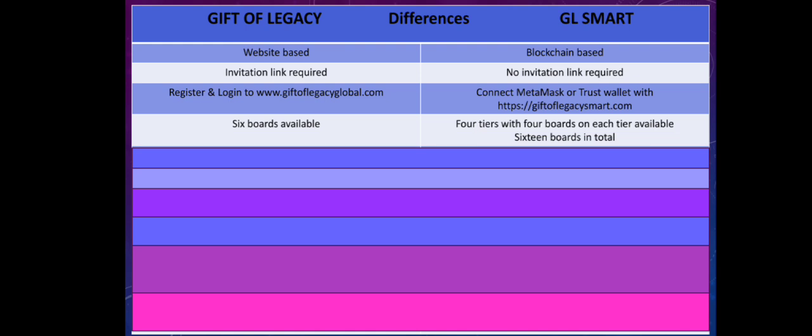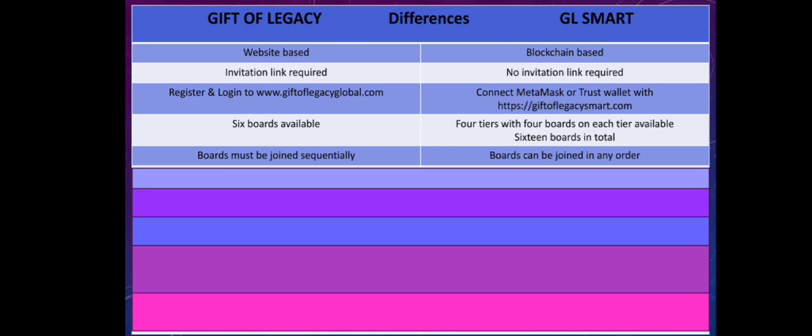In Gift of Legacy, there are 6 different boards available for users to participate on. In GL Smart, there are 4 gifting tiers, and each tier has 4 boards with multiple active boards on each board. That means there are 16 boards in total with multiple active boards on each one for users to participate and join.